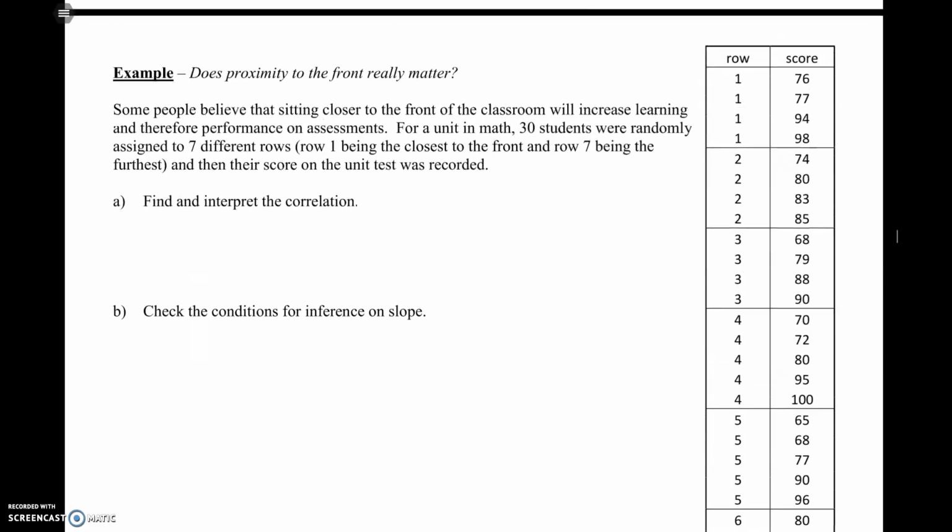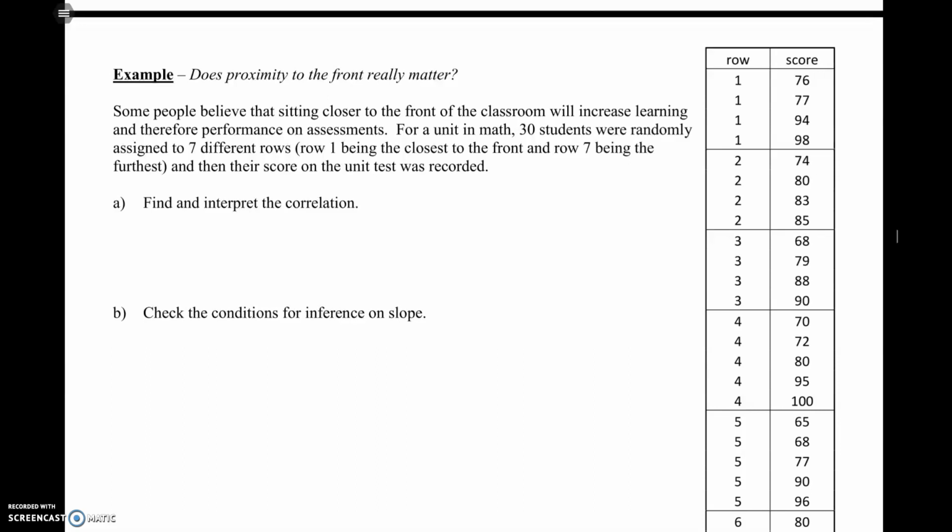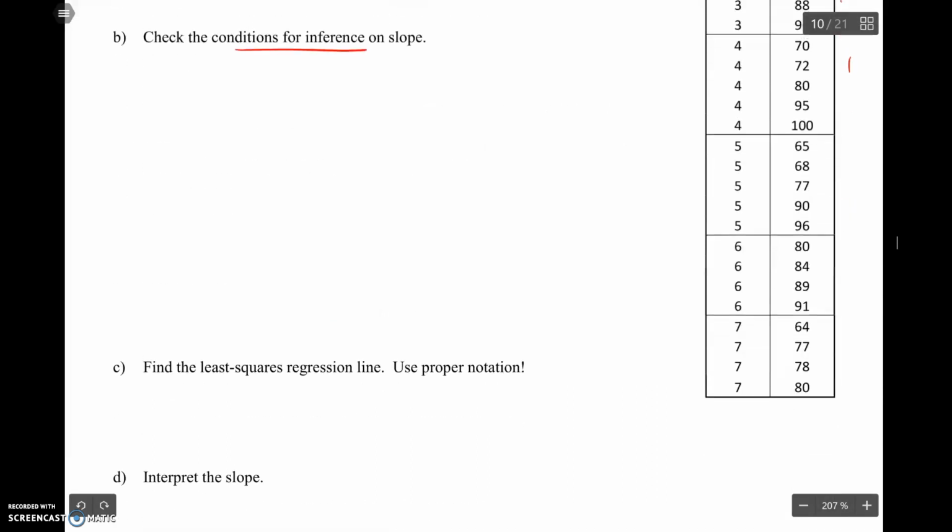All right, so in this example, we're going to review a little bit of the stuff from chapter 3 and then also check the conditions for inference, which is new. Some people believe sitting closer to the front of the classroom will increase their learning and therefore increase their performance on assessments. For a unit in math, 30 students were randomly assigned to 7 different rows, and their score was recorded on the unit test. So we can see row 1, 2, 3, 4, 5, 6, 7.